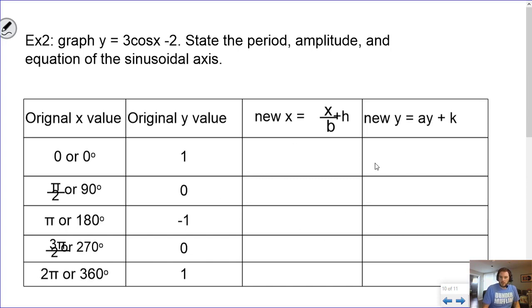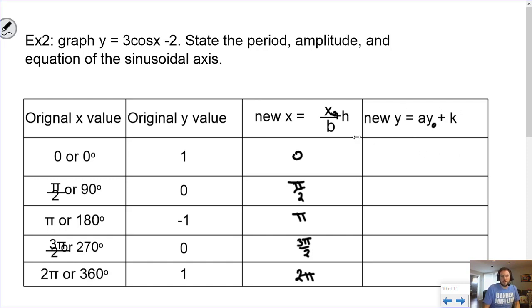So then what we're going to do with those numbers is we're going to find our new x and y values. And again, this is my original x and my original y here. So to find my new x values, I'm going to take my original x values, divide them by b plus h. The nice thing here is there are no b or h values, so I'm just going to have my original numbers here. So 0, pi over 2, pi, 3 pi over 2, and finally 2 pi.